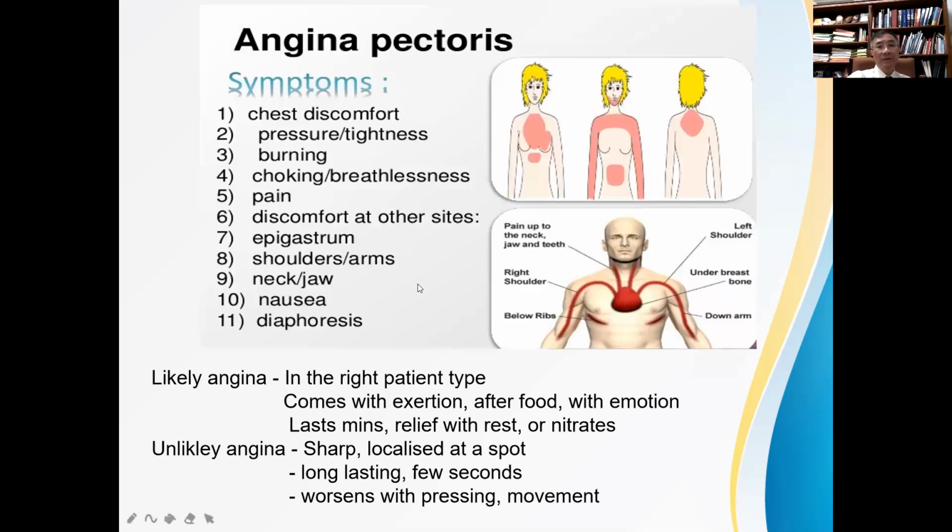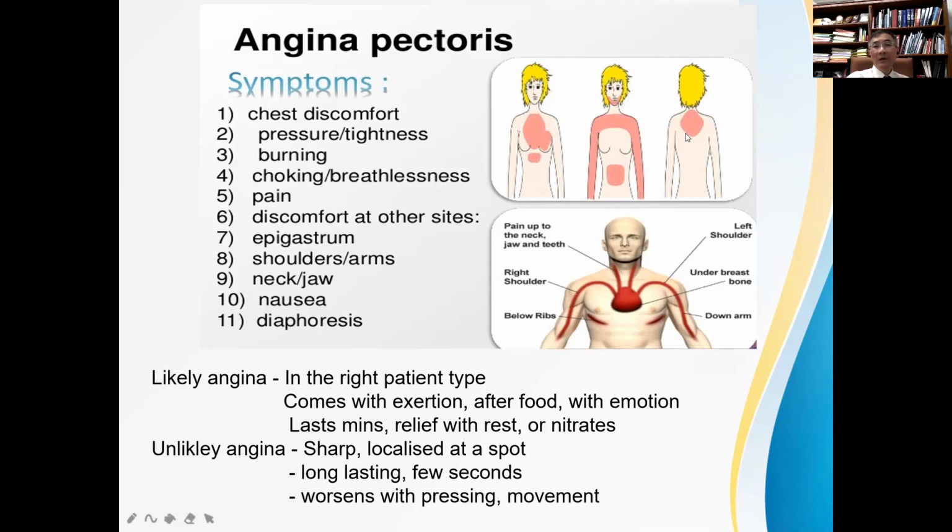Now, this is a slide showing what angina pectoris, or the symptom and pain from ischemia, feels like. It is described as a discomfort that is a pressure and a tightness. Some call it burning. It is choking, breathlessness. It is a pain. Some describe it at other sites like the upper abdomen, the shoulder, the arms, neck, jaw, and some describe it with nausea, with sweating, and generalized discomfort.